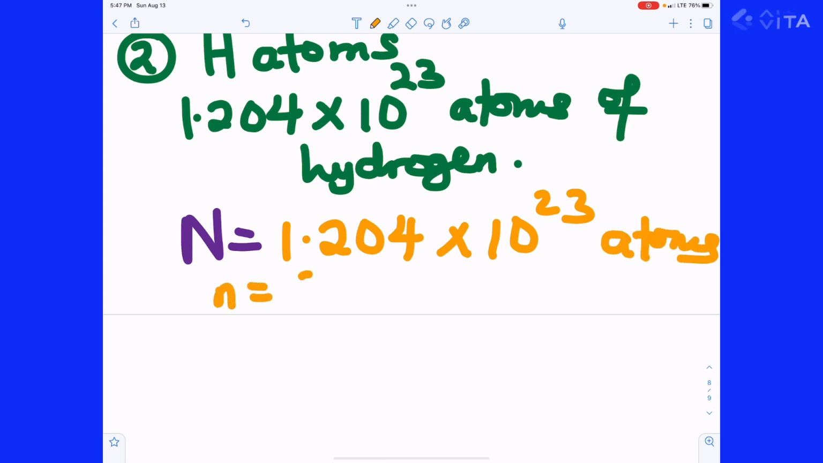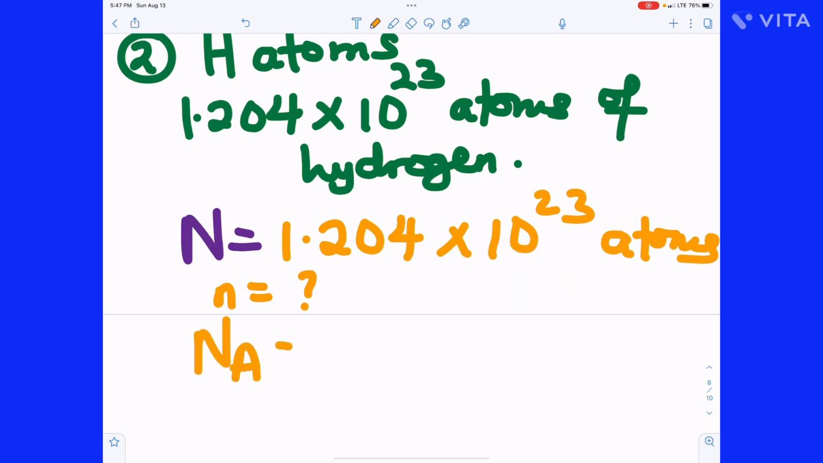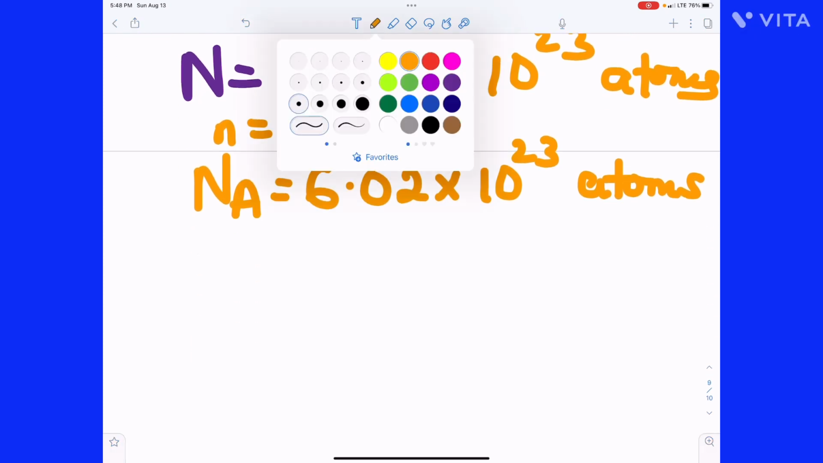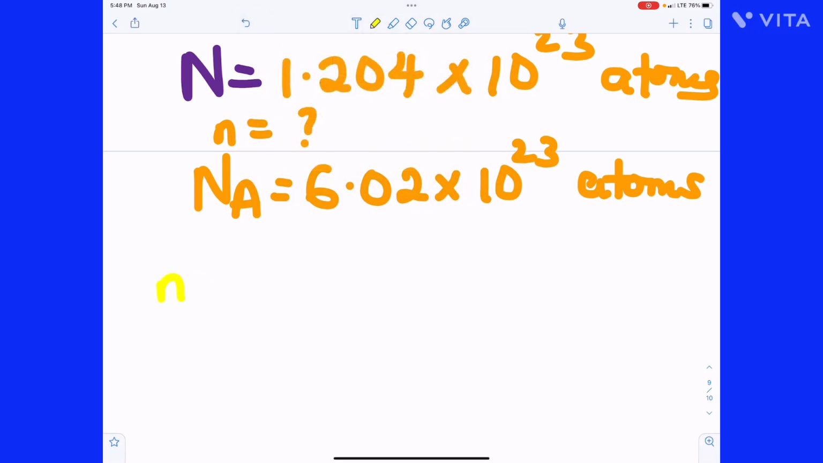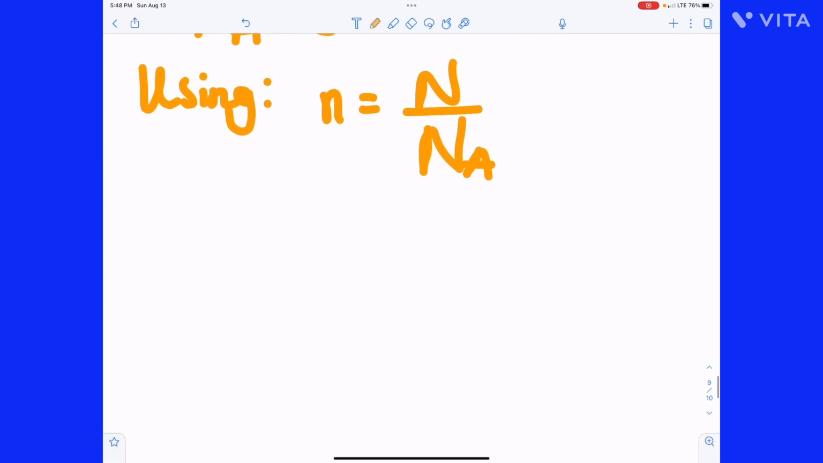Now, we are looking for the number of moles present in this number of atoms. So we write the Avogadro number. How many atoms are present in 1 mole of any substance? It's 6.02 times 10 raised to the power 23 atoms. So that means using the formula, n is equal to N over Na.